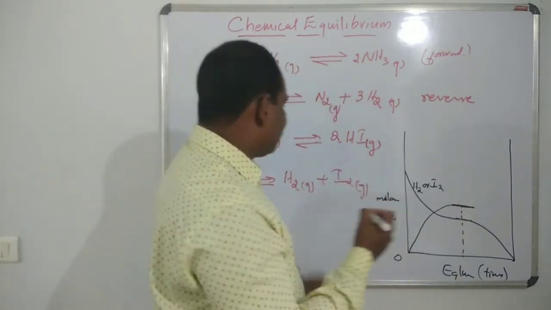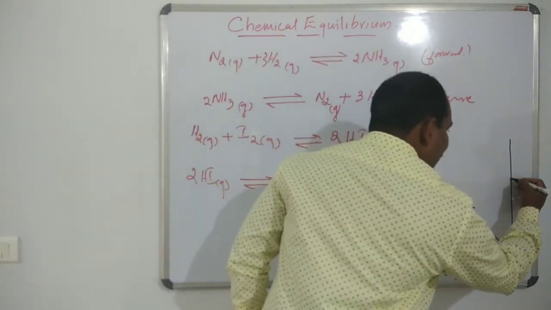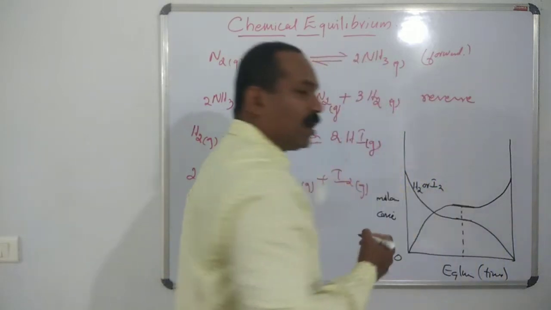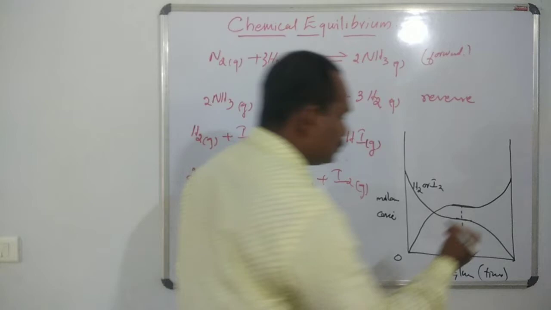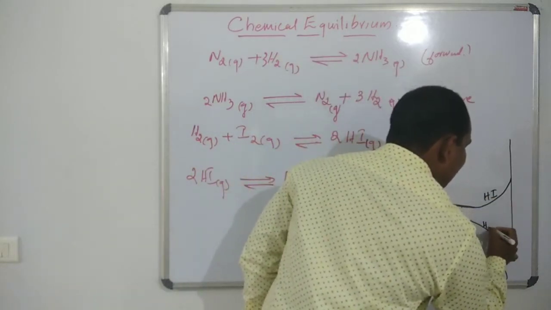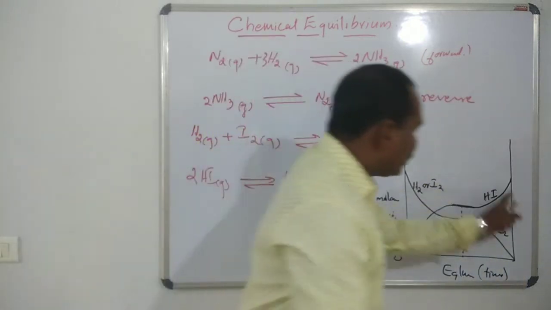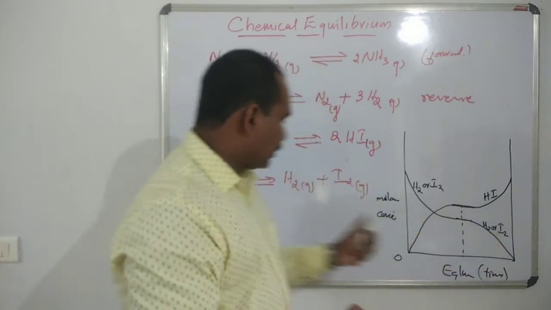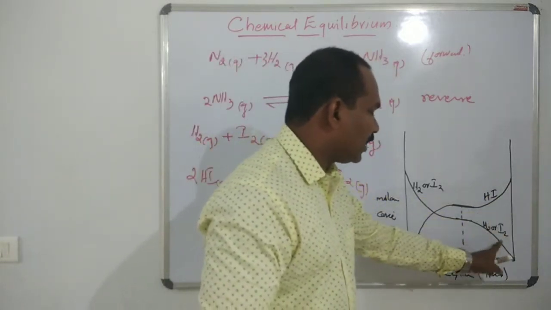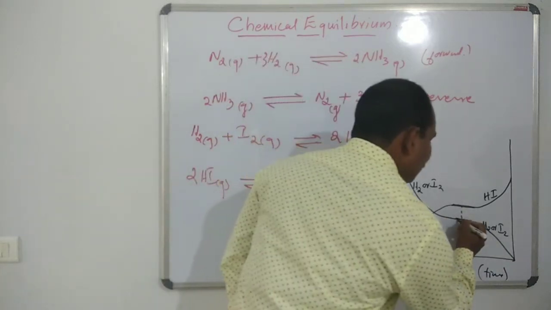In the second case, we take HI. That HI decomposes to give H2 and I2. This is the HI graph. This is the H2 or I2 graph. Initially, here also molar concentration in the second case, HI decomposes to give hydrogen and iodine. After some time, equilibrium is attained.